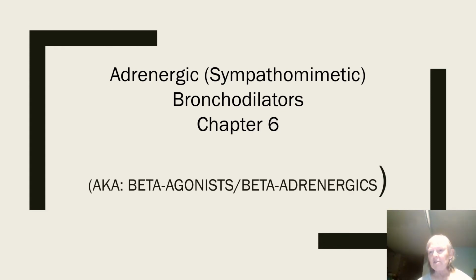Well, welcome to Chapter 6. This is the adrenergic or sympathomimetic bronchodilators. Remember, we talked about sympathomimetic meaning we're mimicking the sympathetic system. And so these are part of the adrenergic bronchodilators. These are also known as your beta agonists or your beta adrenergics, okay?